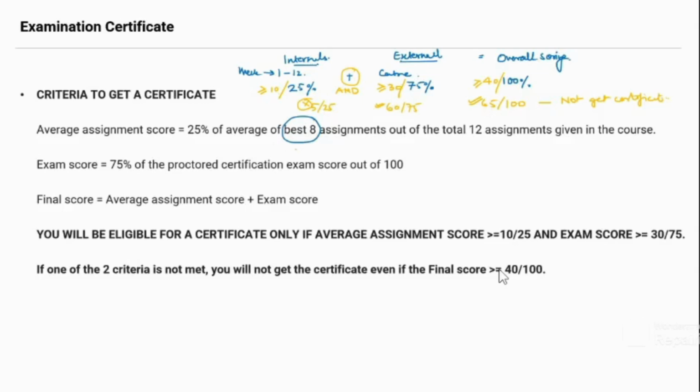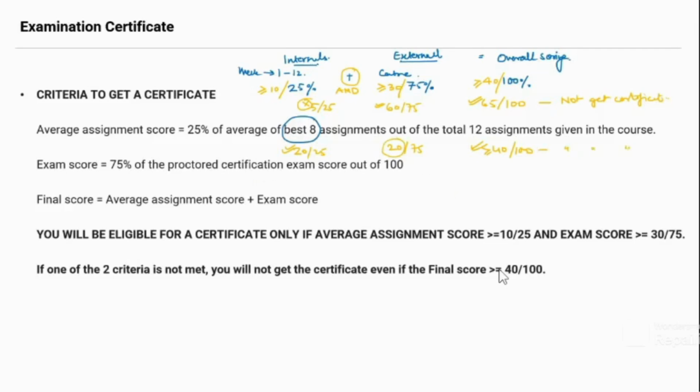Another scenario is you perform exceptionally well. You perform 20 out of 25. However, here you performed 20 out of 75. Although your score is 40 out of 100, you are meeting this criteria. You are also meeting this criteria exceptionally, but you are not meeting this criteria of more than 30 marks. Again, you will not get a certificate.